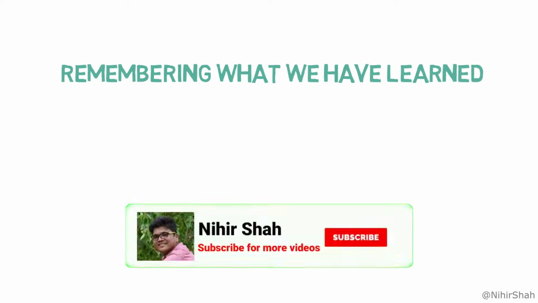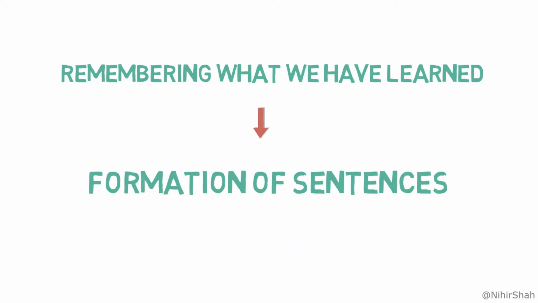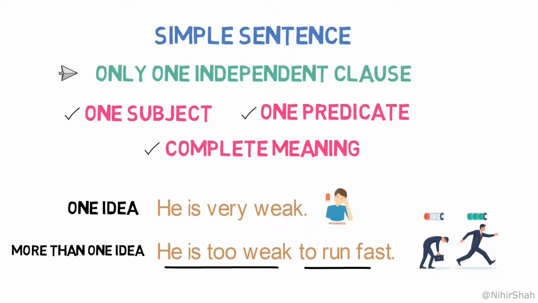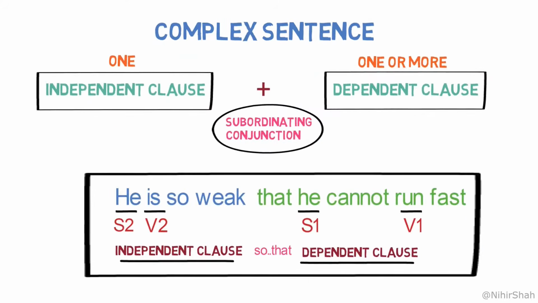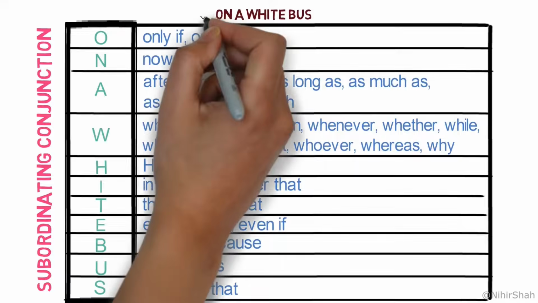Let's first remember what we have already learned regarding the formation of simple and complex sentences in our previous video. What is a simple sentence made of? It is made of one independent clause and it conveys one thought or more than one thought. What is a complex sentence made of? It is made of one independent clause and one or more dependent clauses, and the independent and dependent clauses are joined with a subordinating conjunction. This is the list of subordinating conjunctions, and to remember this list, remember this phrase: on a white bus.